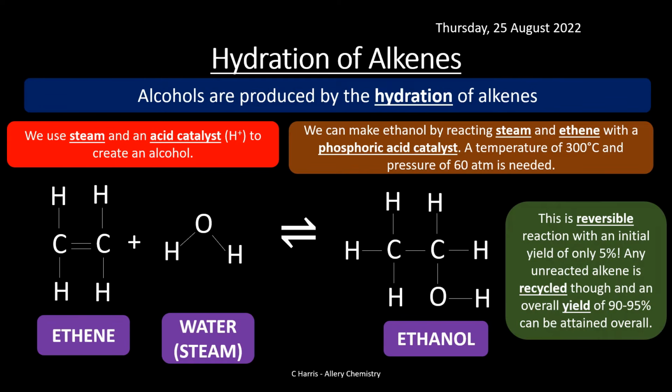It's a reversible reaction with an initial yield of only 5%. That's not pretty. It's not very good, is it? So any unreacted alkene is recycled through, and the overall yield can actually be 90 to 95%. So we can basically just keep reacting it through. So it's quite an efficient reaction. So you can see why it's quite popular.